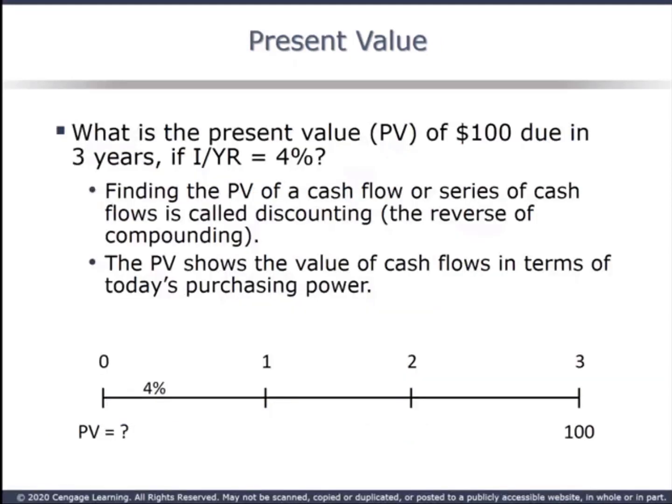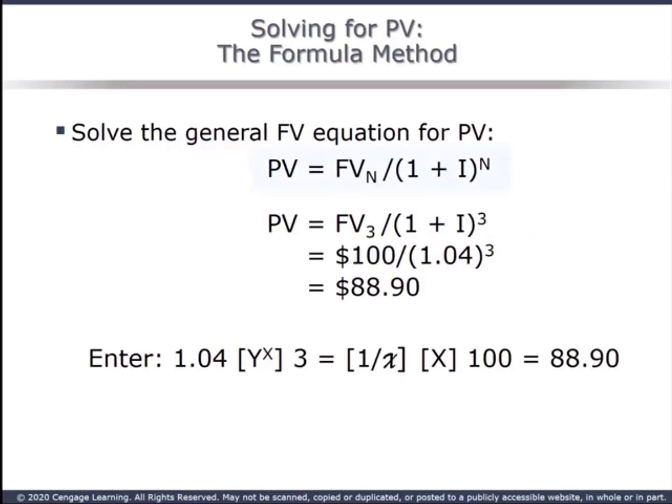Here's a present value example. What is the present value of $100 to be received in 3 years if the discount rate is 4%? Finding a present value is discounting. The timeline describes this question. Using the formula, present value is equal to future value divided by 1 plus I raised to the n. Present value is equal to $100 divided by 1.04 raised to the third power. We can solve this in the calculator using the y to the x and 1 over x keys. Enter 1.04, y to the x, 3, equals, 1 over x, times 100. And you get the result, 88.90.